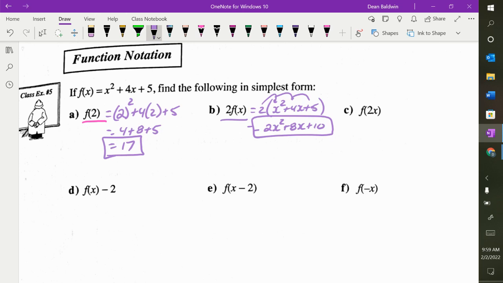All right. Next one, f of 2x. So where does this 2x go? Wherever there's an x, you put a 2x. And please bracket everything. So instead of writing x squared, I write 2x all squared plus 4 times 2x plus 5. And now you expand it. What is 2x all squared? 4x squared. And then 4 times 2x is 8x plus 5. There's no like terms, so I can't really do anything else with that.